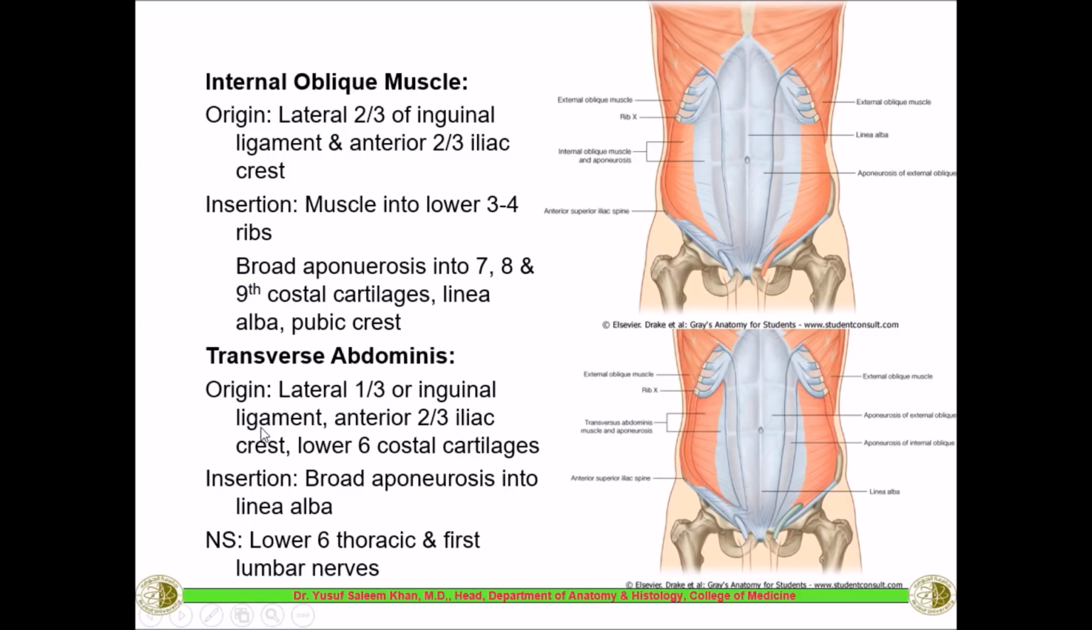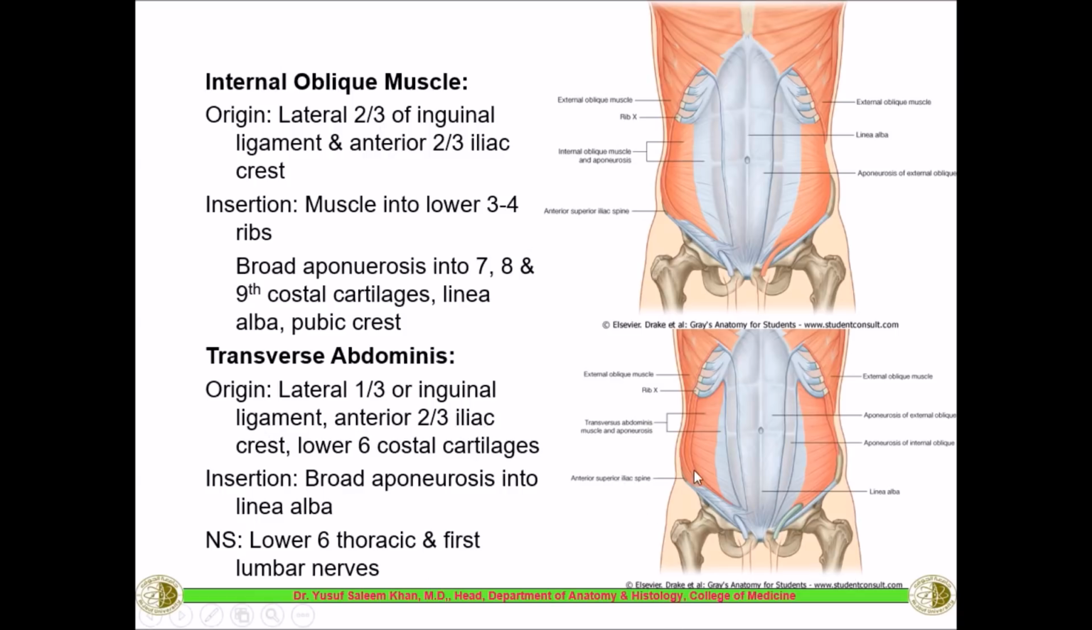So the origin of this muscle will be from the lateral 1/3 of the inguinal ligament. The internal oblique was taking origin from the lateral 2/3 of the inguinal ligament. This will be taking origin from the lateral 1/3 of the inguinal ligament, as well as the anterior 2/3 of the iliac crest, but from the inner lip. That is the difference between the three muscles.